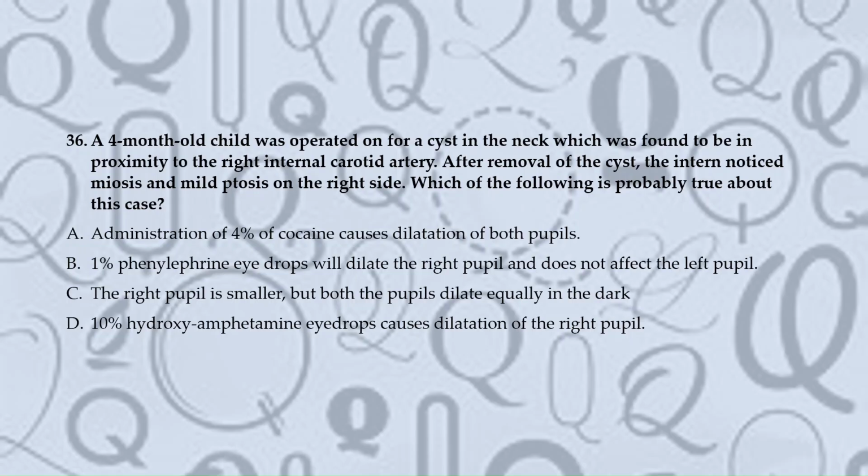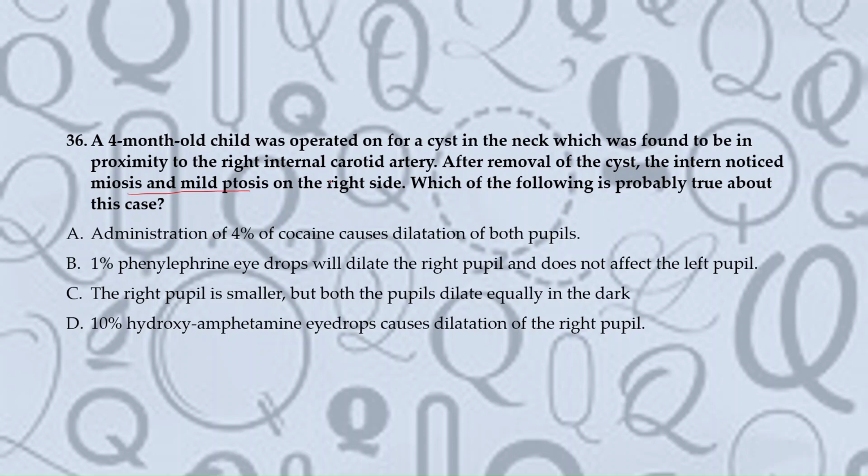Let's take a question now. A 4-month-old child was operated for a cyst in the neck, which was found to be very close to the right internal carotid artery. After removal of the cyst, the intern noticed a mild ptosis and miosis on the right side. So we are probably dealing with Horner syndrome here. There is ptosis and miosis on one side.